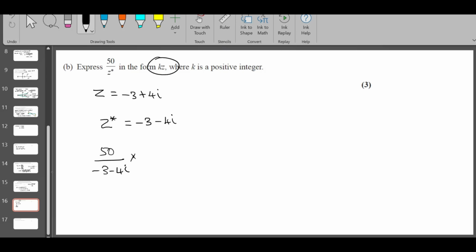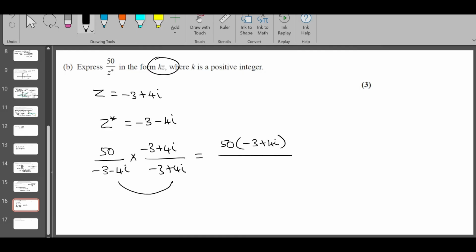So apply this method, take the conjugate of this, multiply and divide. So on top you are going to get 50 times minus 3 plus 4i. At the bottom, a plus b times a minus b is a square minus b square. It's going to be 9 minus 16 i square. i square is negative 1, so you're going to get 9 plus 16, which is 25 at the bottom.